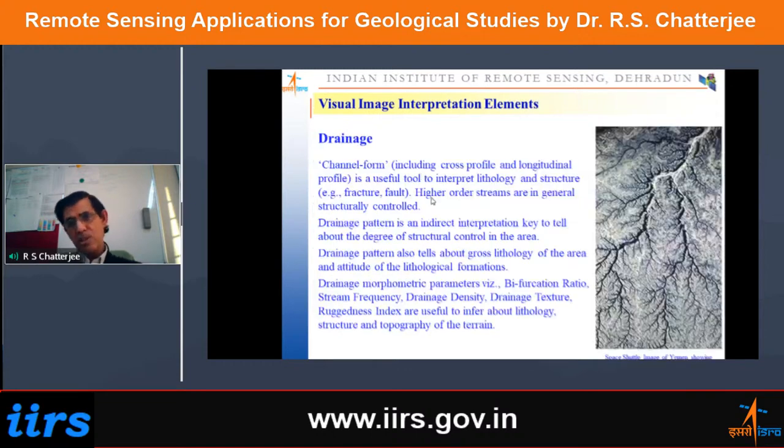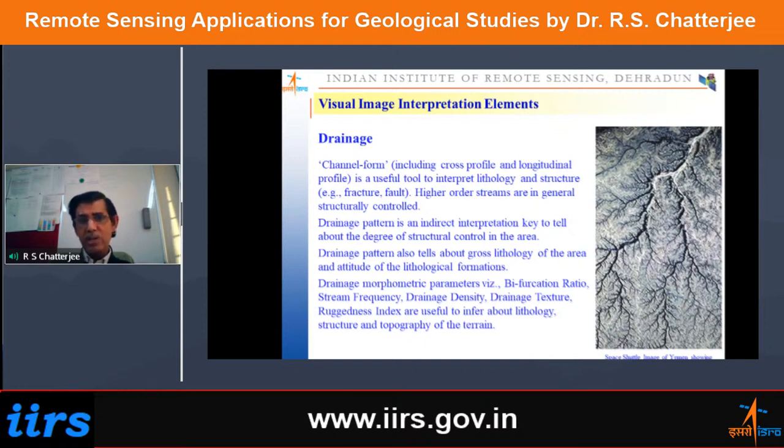Now drainage. Drainage helps a lot to interpret the geology of an area. Like the channel form, for example. The channel form has a cross profile, that is the cross section, and the longitudinal profile along the river channels. Both features are very important to interpret. If the cross profile is V-like, then we can say the substrate is coarse-grained or medium-grained. And when the cross profile is U-shaped, then we can say the river bed is made of fine-grained materials, like shale or clay. And the longitudinal profile also helps a lot.